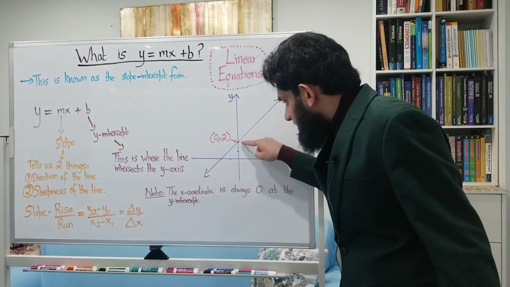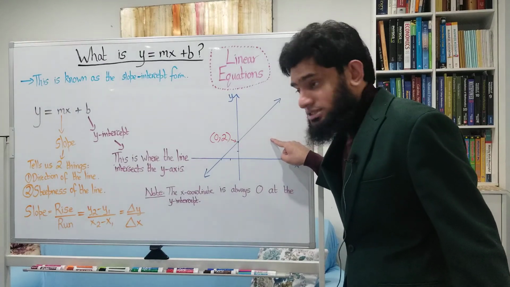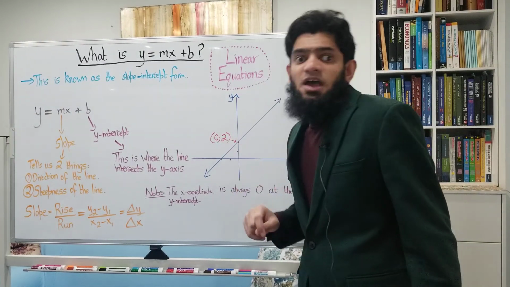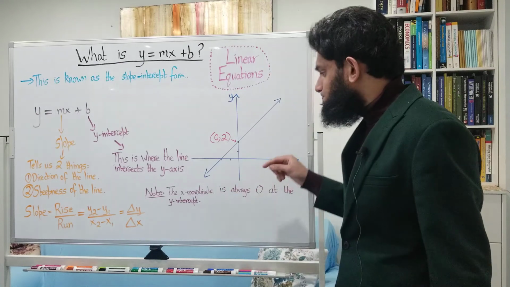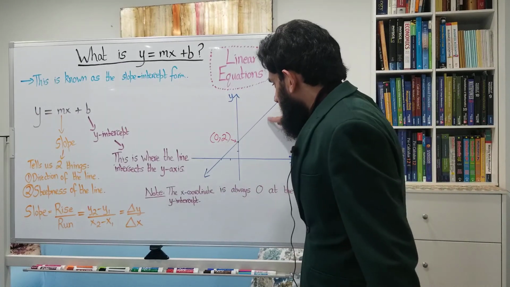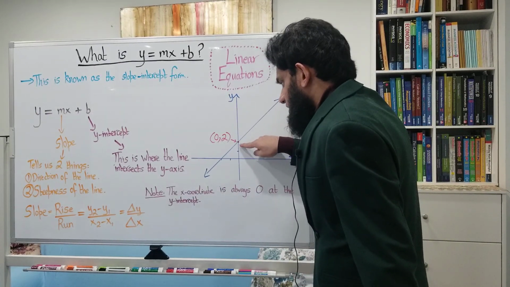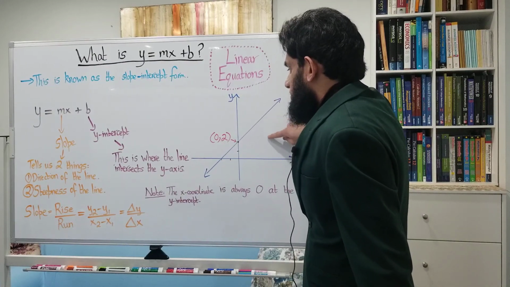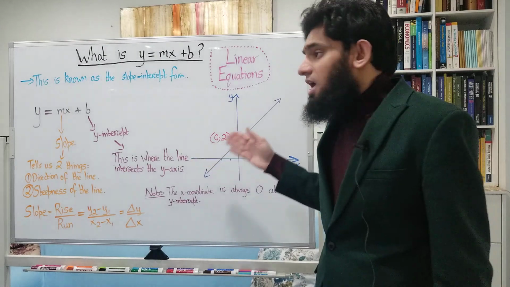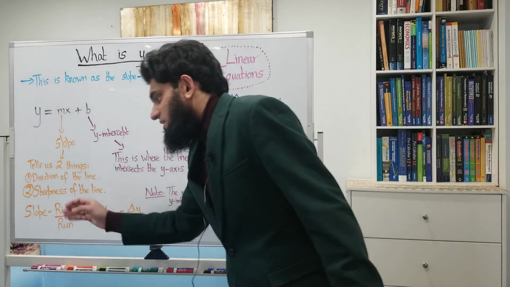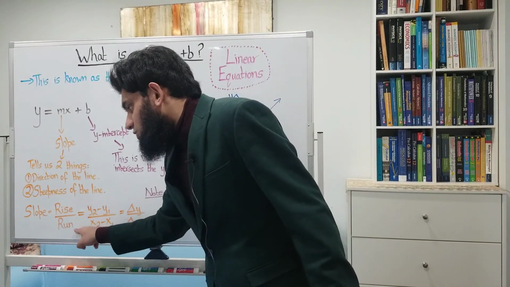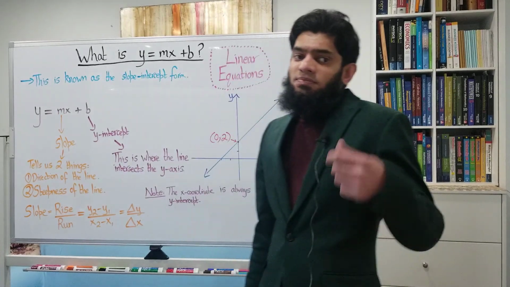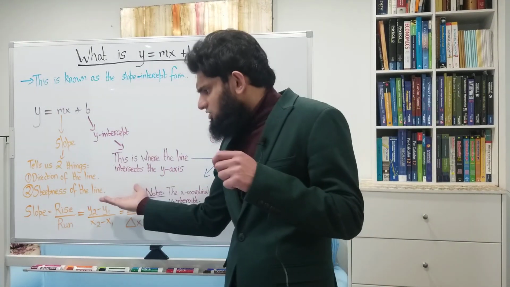If the distance is towards the right, the run is positive. If the distance is towards the left, the run is negative, right? Okay, and similarly, here's my run, and here's going to be my rise, right? If the rise is upwards, it's going to be positive. If the rise is downwards, it's going to be negative, right? So rise over run, that's how we calculate the slope. Okay. So that's one way, right?